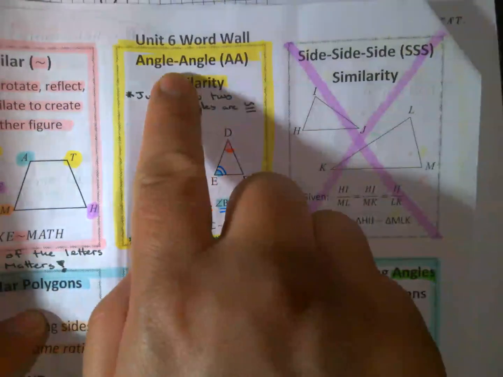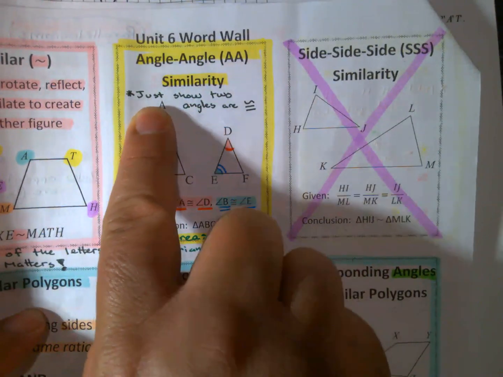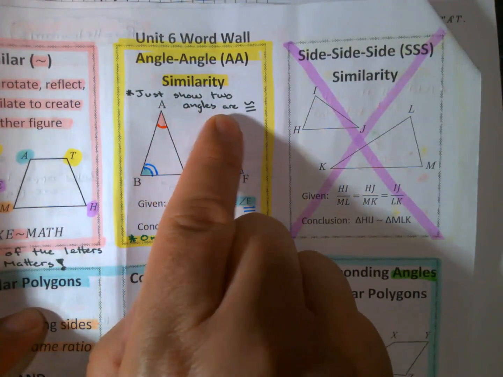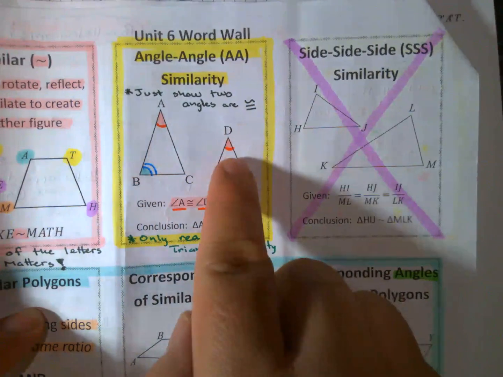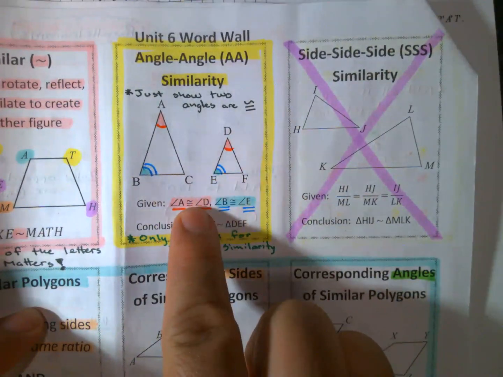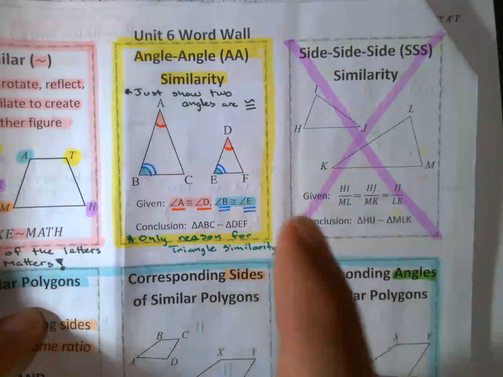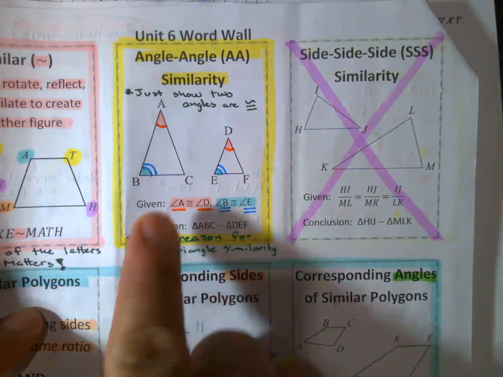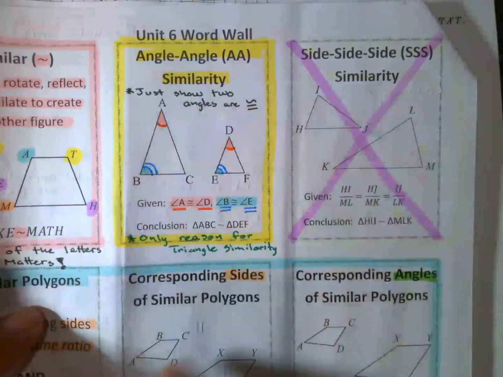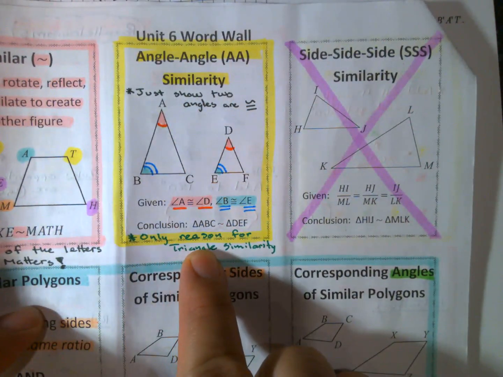See? Angle, angle similarity. All you have to do is show that two angles are congruent, right? Two pairs. Look at that. Two pairs of angles are congruent. And once you do this, what's your reason for saying they're similar? Angle, angle similarity. It's the only rule we use.